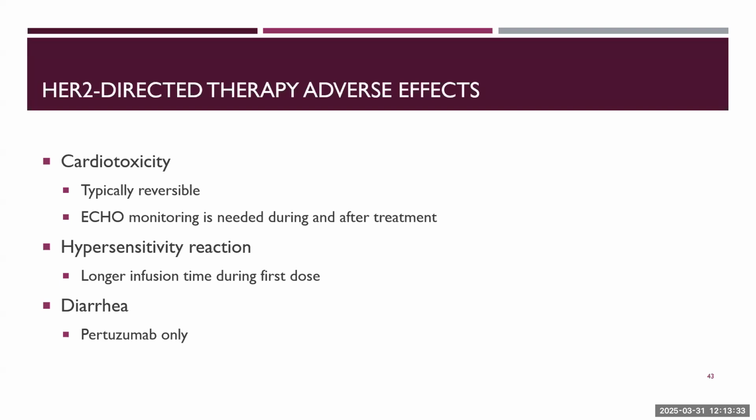Another common side effect is hypersensitivity reaction. So they will have a longer infusion time during their first dose. And then diarrhea is common, but this is only with the pertuzumab component. If they're just receiving trastuzumab by itself, they typically won't have any diarrhea. They might have diarrhea from chemotherapy, but when they're just on trastuzumab alone in the adjuvant setting, they won't have diarrhea. But for pertuzumab, it certainly causes diarrhea.